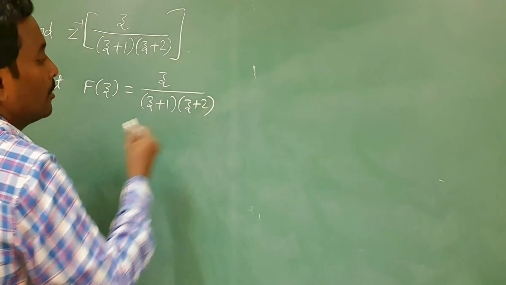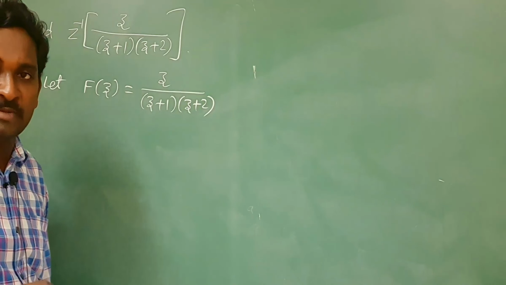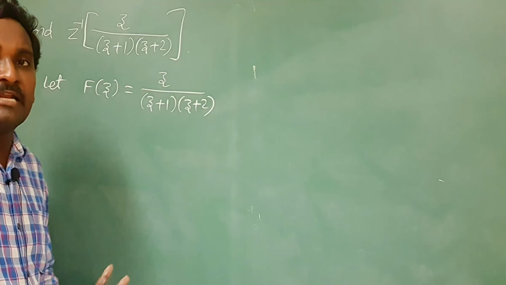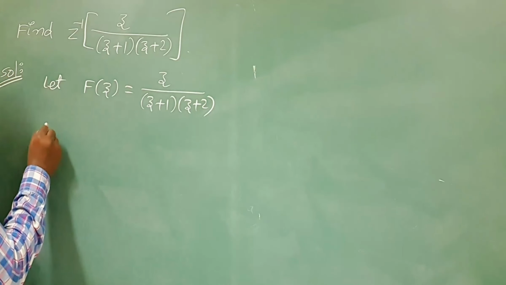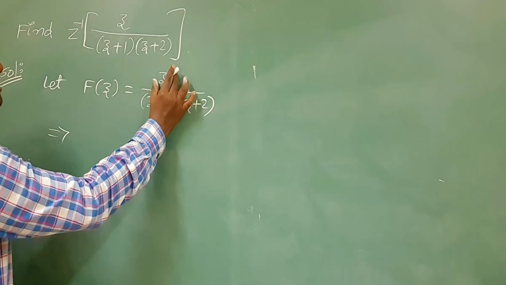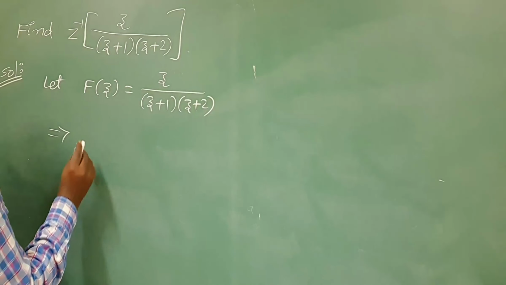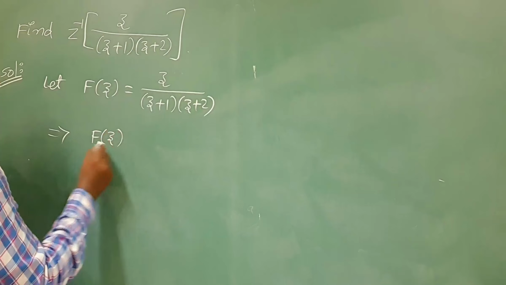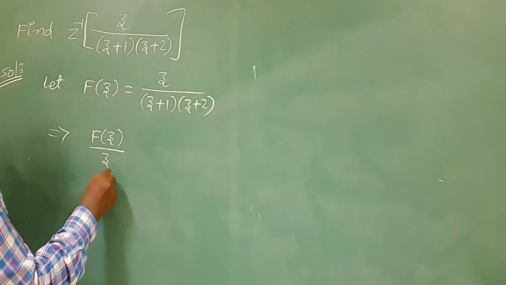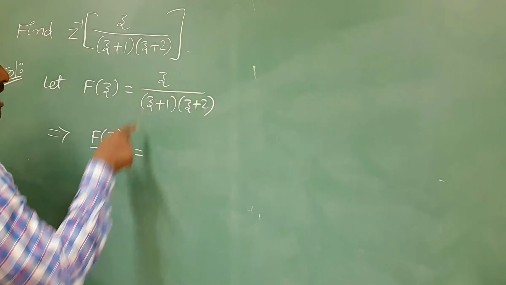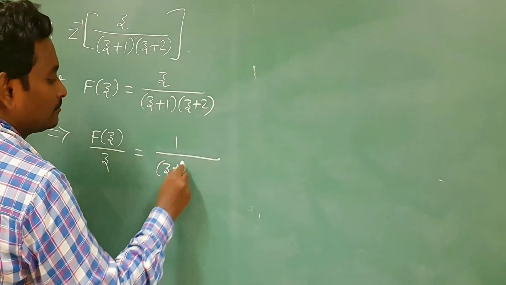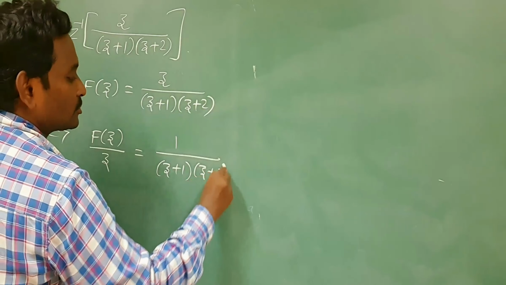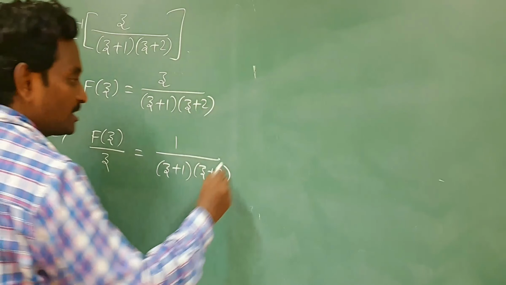Here also we have to use the partial fractions method. But don't take the given function directly into partial fractions. Let us move this numerator z to the denominator on the left side. Don't forget it. By dividing with z on both sides, you will get f of z by z here. The numerator z and denominator z get cancelled. Directly we will get 1 by z plus 1 into z plus 2.